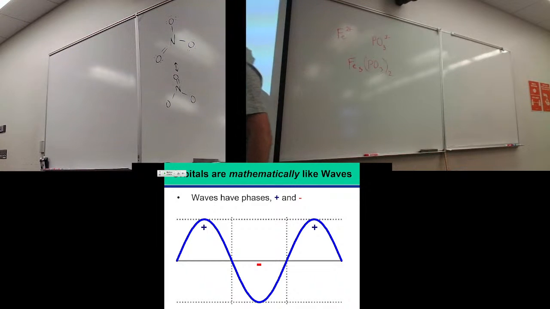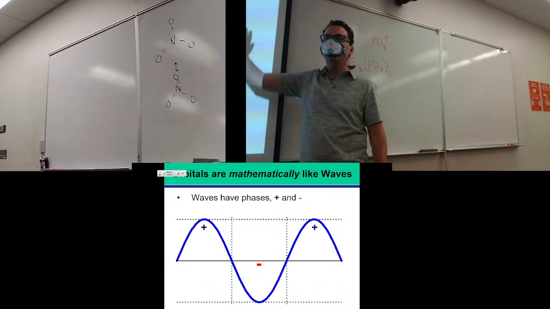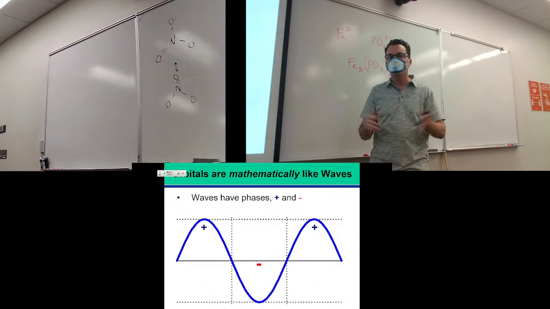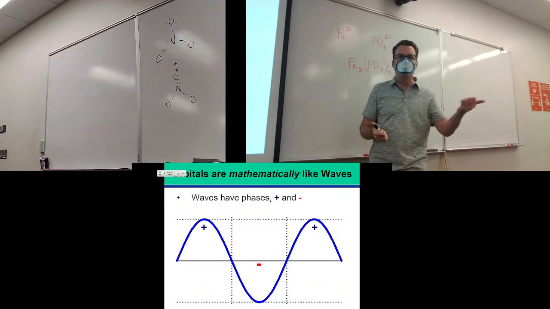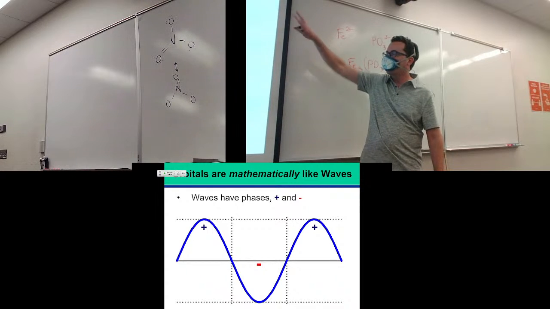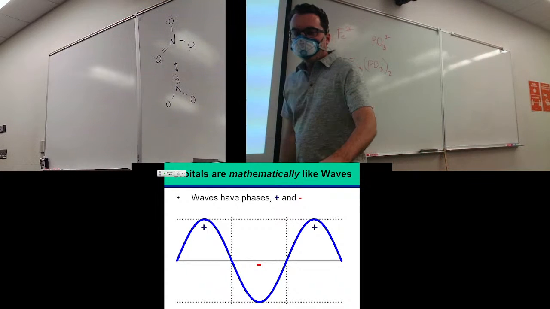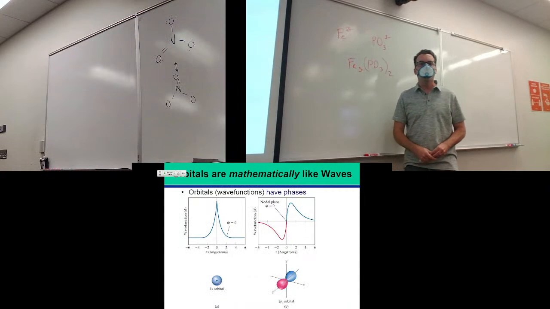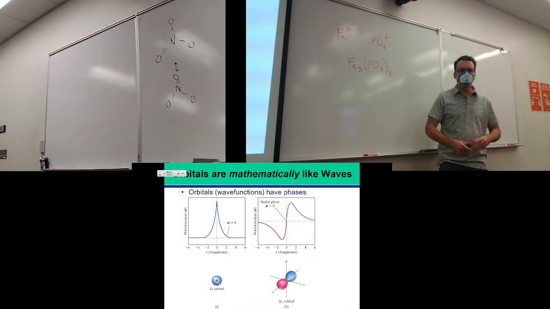These phases are labeled positive and negative phases, but they have nothing to do with charges. It's not a positive charge like a proton's charge. It's just a label for the direction of the phase. And so if a wave has phases, an orbital will have a phase too, because an orbital is a wave.